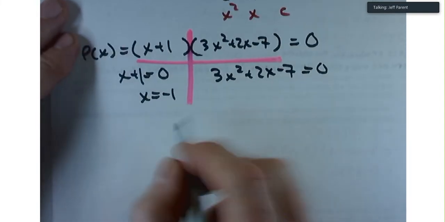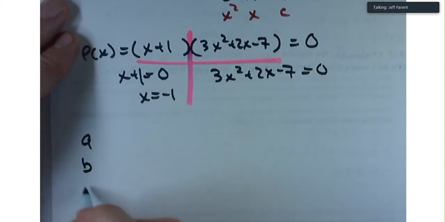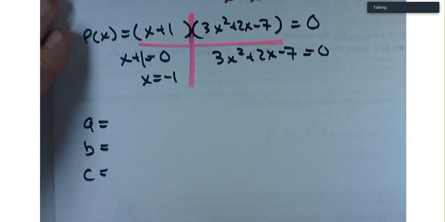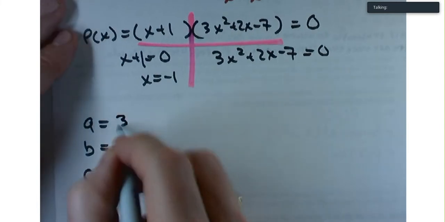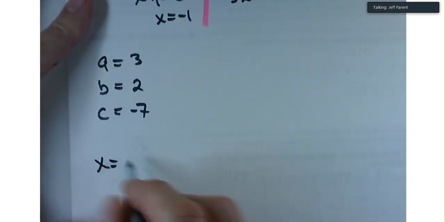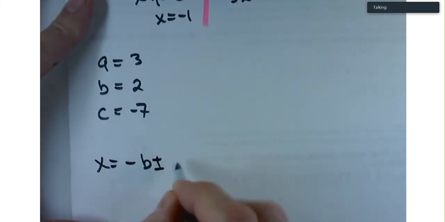So, a, b, and c. Let's see, 3, 2, and negative 7. Do you need a reminder on the quadratic formula? Don't answer that. I'll just put it up here because I'm sure somebody does.